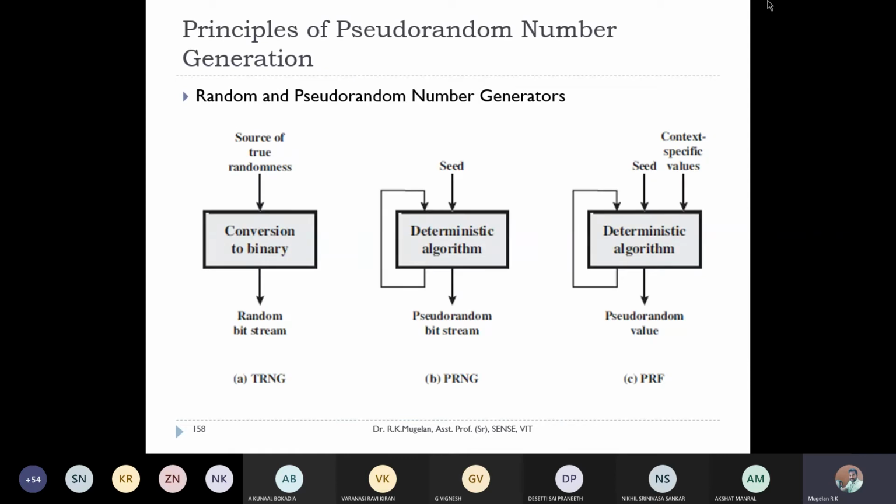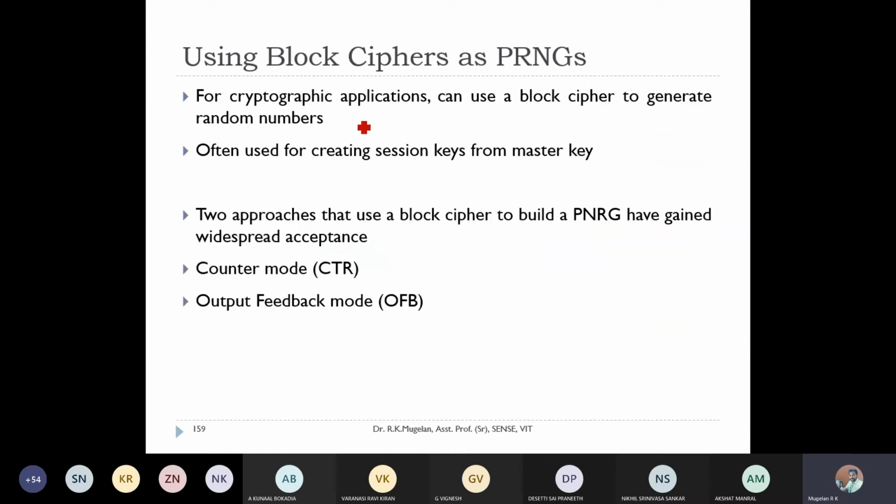So next, what we are going to see is principles of PN sequence generation. We already had a brief introduction about what is a PN sequence number and what are the generations. That is, they have three different variants called true random generator, pseudo random generator, and pseudo random function. So in this module, what we are going to discuss is how a pseudo random number generator can be designed using symmetric key block ciphers. This pseudo random number generation will play a major role in creating the session keys from the master key. For example, just for your understanding, for key generation purpose, we will be using this pseudo random generator.